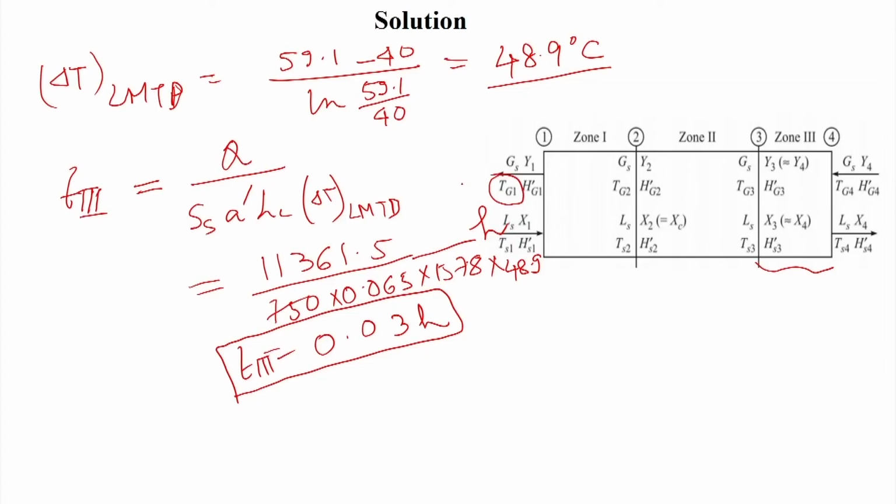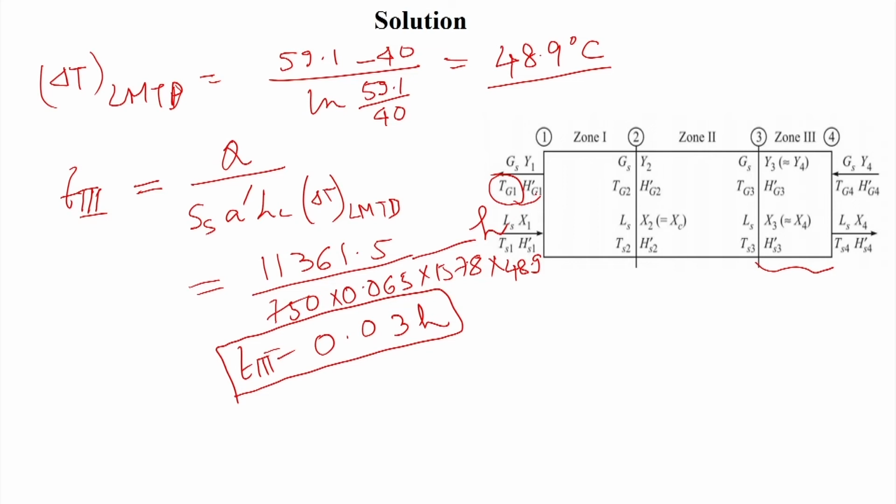We need to do this by the indirect method. For getting this Tg1, we need to do the overall enthalpy balance in zone 2. From there we will be getting it. Before that, we need to calculate Tg1, and for that we will be doing the overall enthalpy balance.